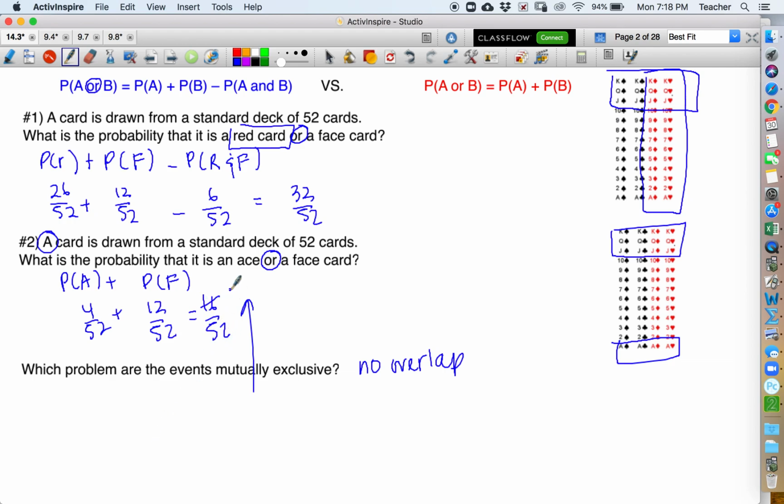And reduce, divide by 4 is 4. Divide by 4 is 13. Divide by 4 is 8. Divide by 4 is 13.